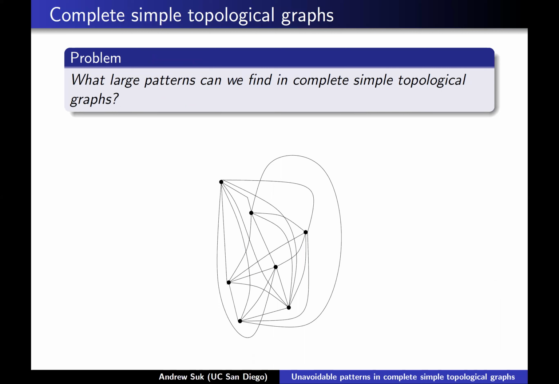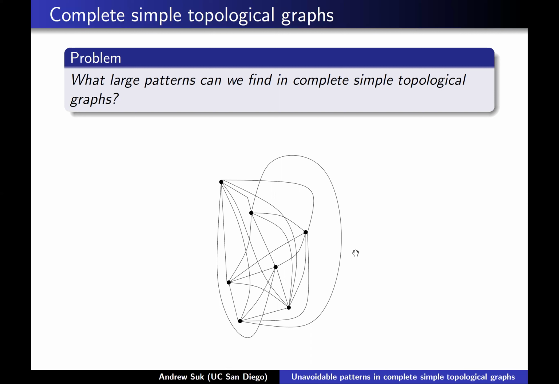Okay, so what other large patterns can you find in the complete simple topological graph? Basically, the patterns that I've just described are simply matchings. They happen to be either pairwise crossing or pairwise disjoint. But of course, if you have some kind of favorite graph drawing, you can ask the same question of whether or not you can find that favorite graph drawing of yours inside every sufficiently large complete simple topological graph.